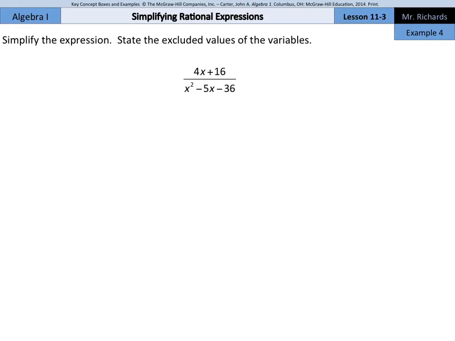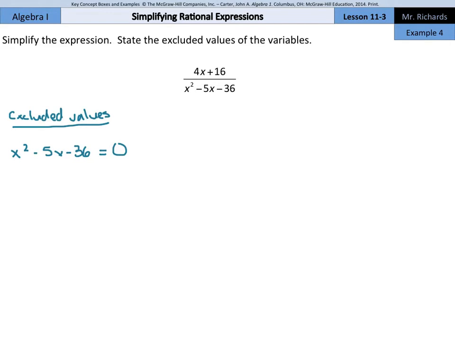In example 4, we need to simplify the expression and state the excluded values of the variables. Well, first let's do the excluded values. You could do this in any order. You could simplify, then go to excluded values, but let's do the excluded values first. Take your denominator, x squared minus 5x minus 36, and set that equal to 0.